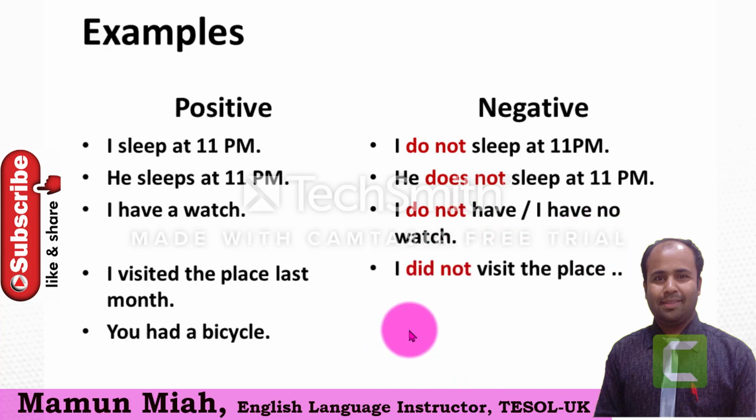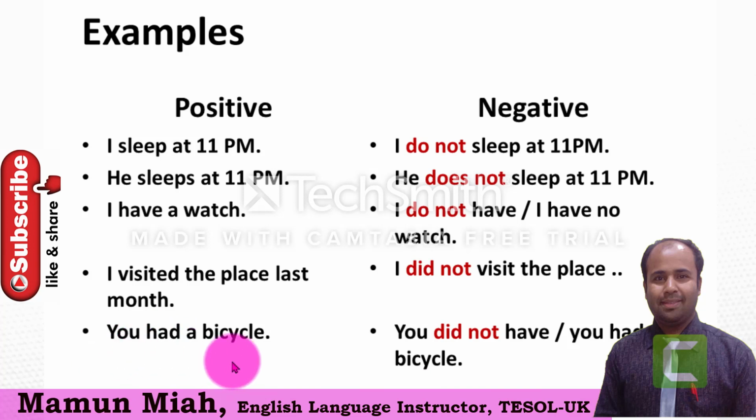For the past tense, past simple, look, I visited the place last month. Here, visited, past tense, past simple form, right? Verb in past form. That is why you have to use did not here. I did not visit, okay? Base form, not visited. In the same form, you had a bicycle. Here, you did not have, or you had no bicycle. My dear student, this is not bicycle. This is bicycle. Right pronunciation.